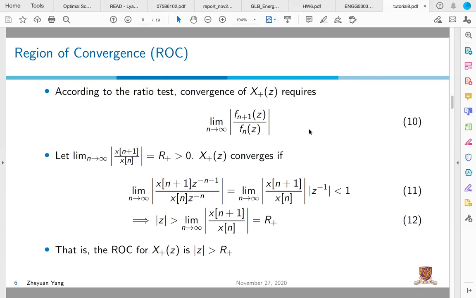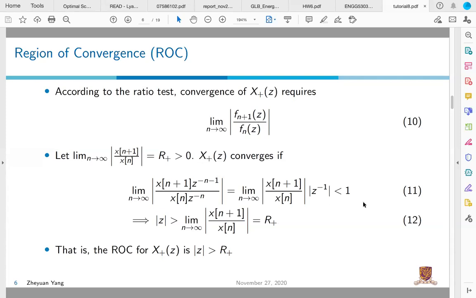The convergence of X plus z will require that when we take the limit of n going to infinity, the absolute value of f_{n+1}(z) divided by f_n(z) should be less than 1. I forgot to write the absolute value; it should be required to be less than 1. So we want to prove in which region the z transform will converge. First, we denote the limit, when n goes to infinity, of the absolute value of x[n+1] divided by x[n]. This limit, we denote it as r plus, a positive number. So the X plus z will converge, as we see, it requires the limit to be less than 1.